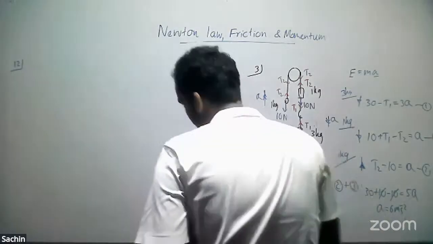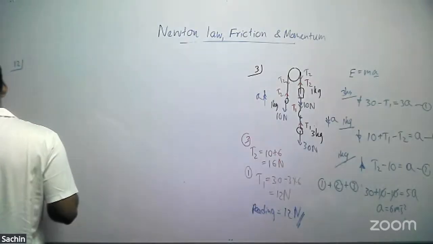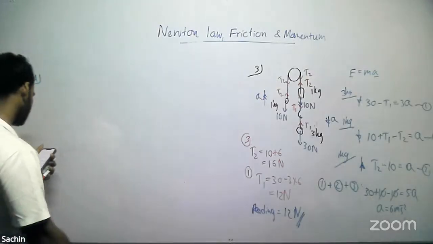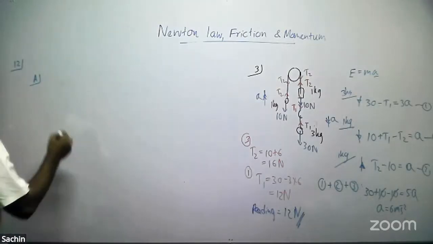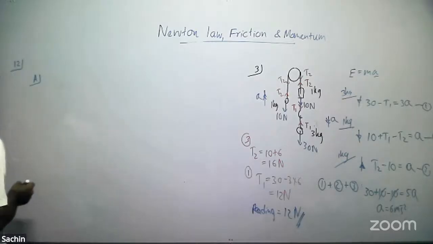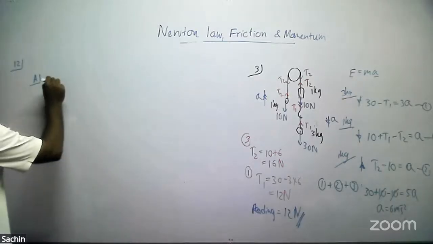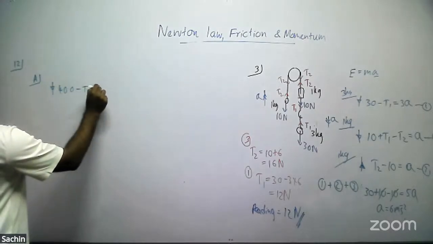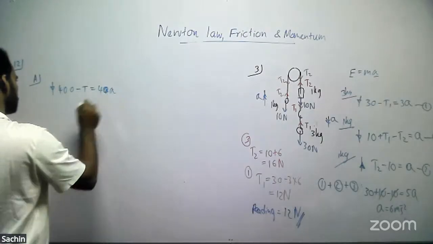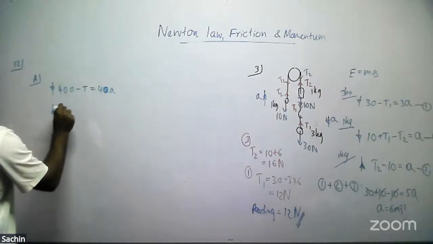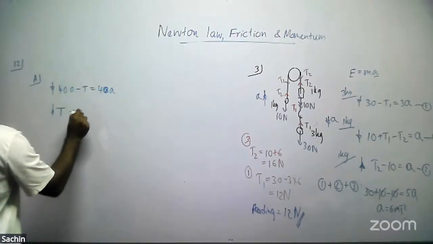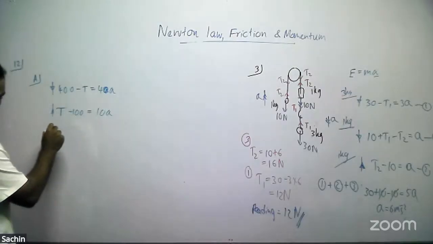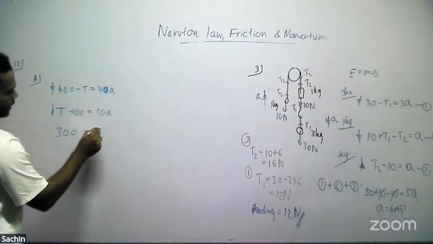They are asking about the accelerations in the two situations. The first one is easy. In the first one, you have to mark the tensions as before. So same case. One side the weight is 400, the other side is 100. When you apply the equation to the side which is moving downwards, 400 minus T is equal to 40a, and to the other side which is going upward, T minus 100 is equal to 10a. When you add these two up, 300 will be equal to 50a.